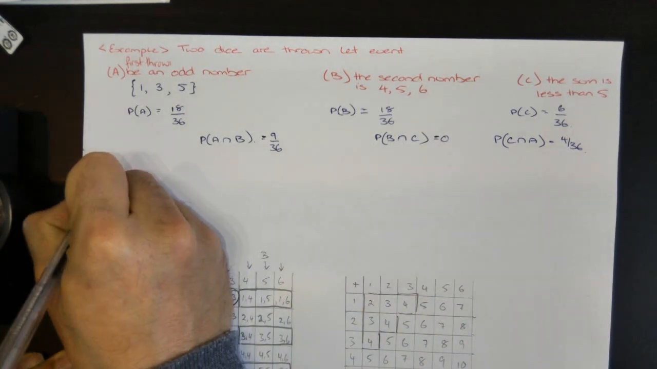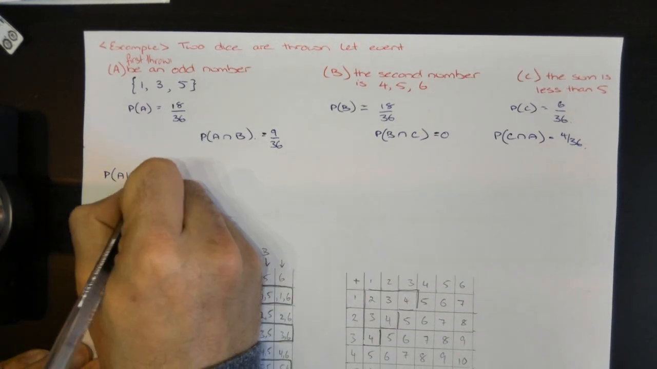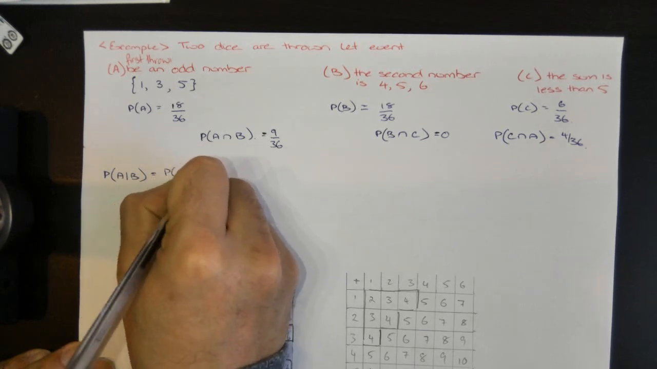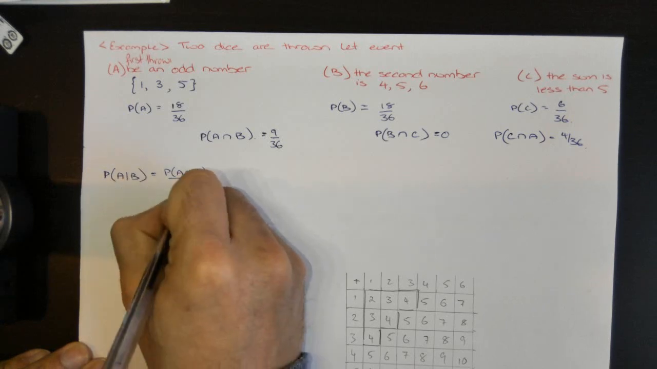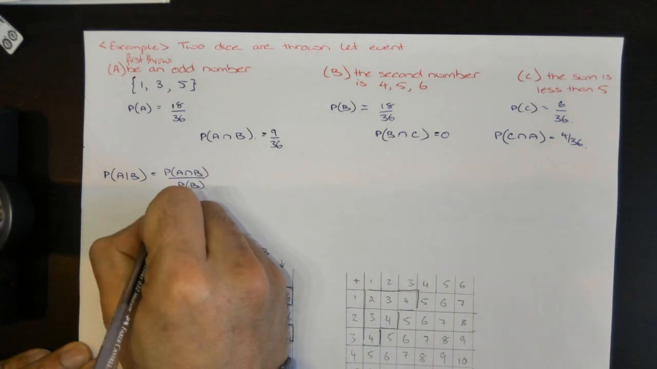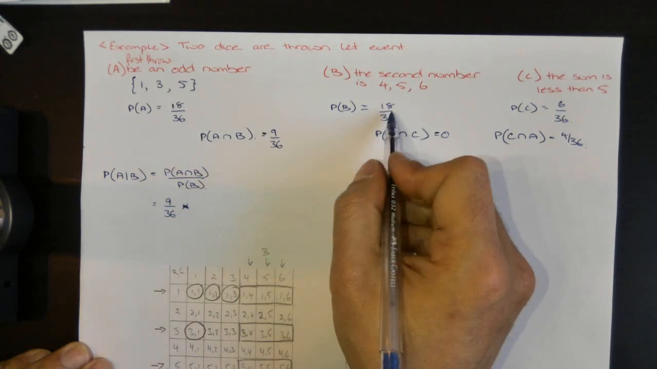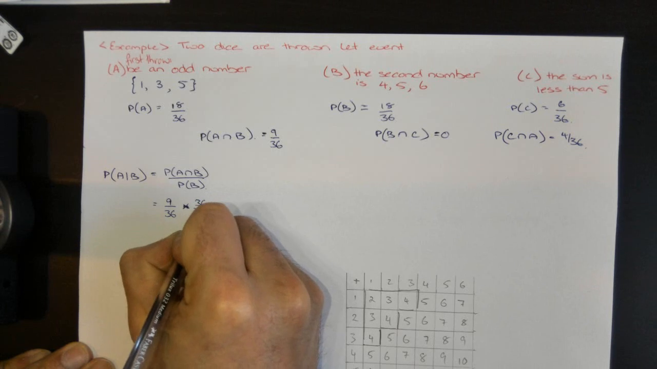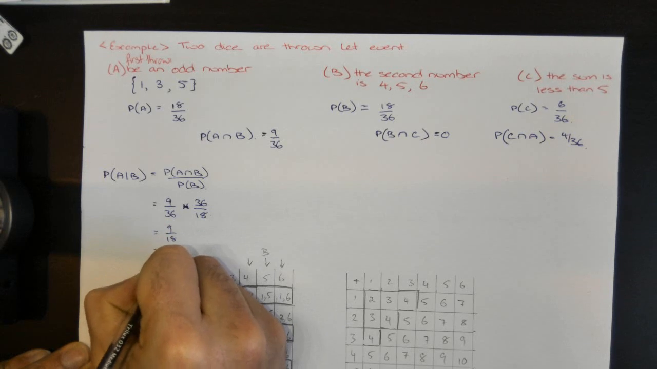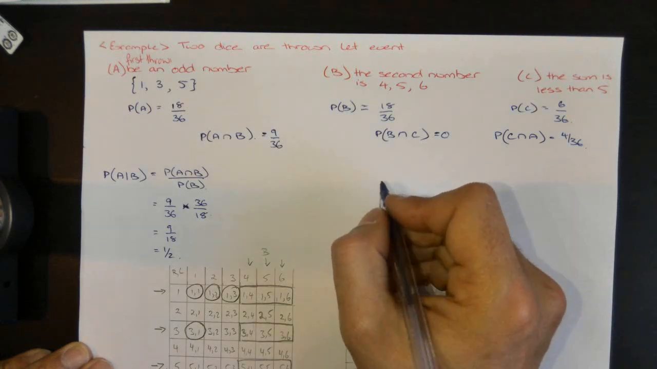Alright. Now, let's see if we get the probability of A given B. Okay, well, that's going to be the intersection of A and B over the probability of B. So the intersection was 9 over 36 divided by 18 over 36, which is the same as times, flip that over, 36 over 18. Gives us 9 over 18, which is a half.